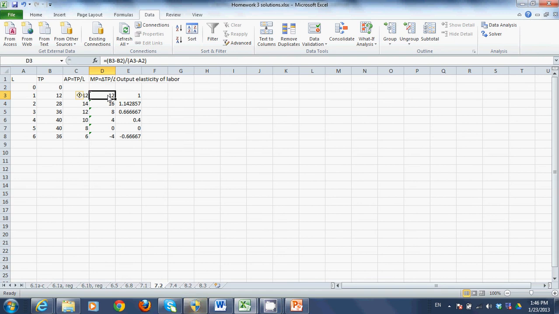The marginal product is the change in total product divided by the change in labor. I put this here for completeness. Of course, in this case it's always 1. But, so total product increases by 12. 12 appears here. Total product increases by 16. 16 appears here, and so on.